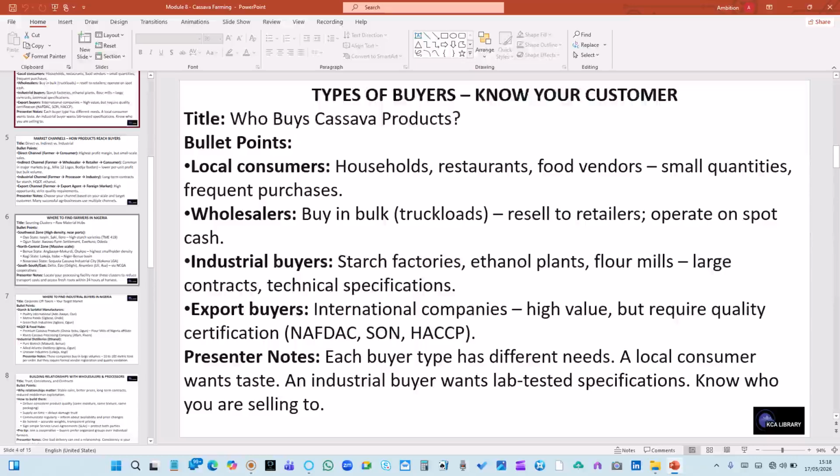Then we have export buyers like international companies, characterized by high value but requiring quality certification from NAFDAC, SON, and HACCP. Note, each buyer type has different needs. Therefore, a local consumer wants taste, but an industrial buyer wants lab-tested specification. You should know who you are selling to.